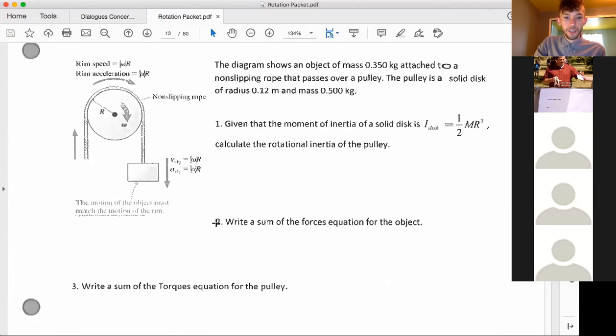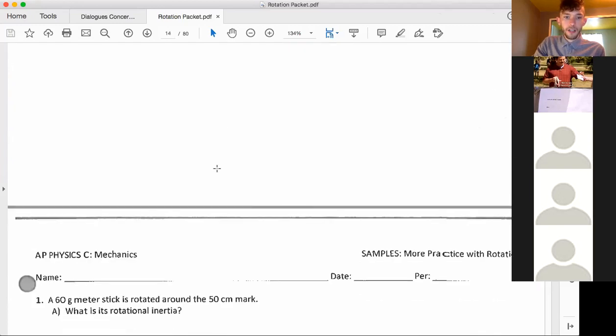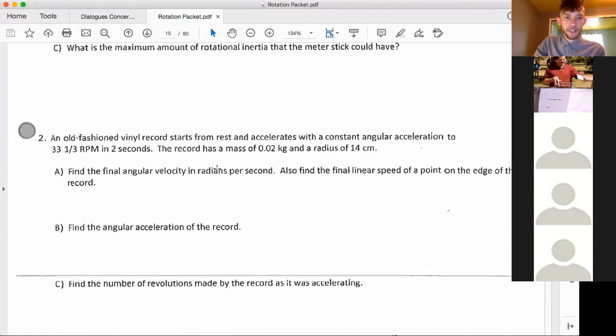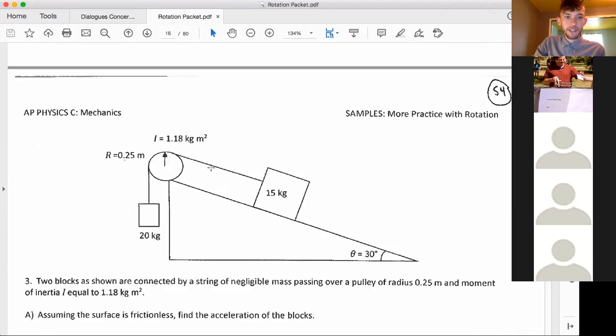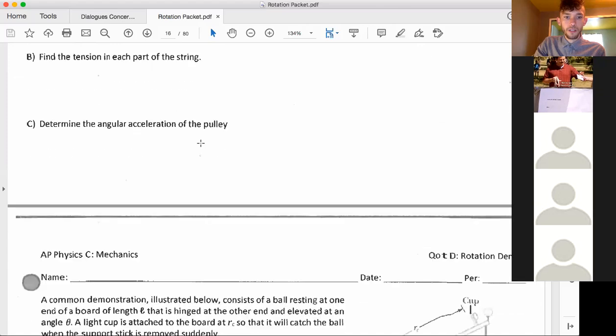This would be a really great one to do here on page 13 of the PDF. There was another one past this. Yeah, this one would be an awesome one for you guys to do. This is page 16 of the PDF. It's also page 54 of the packet. I know the numbering is wacky. This one would be really, really good for you all to do.